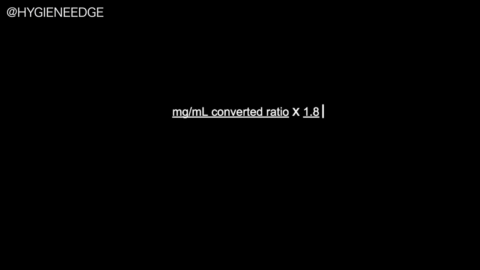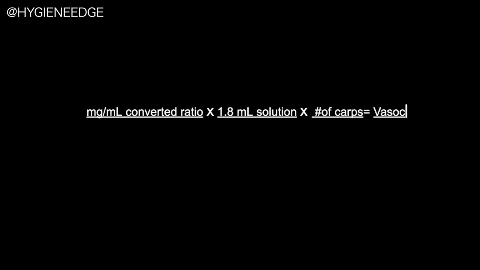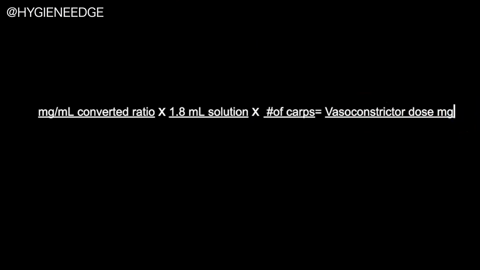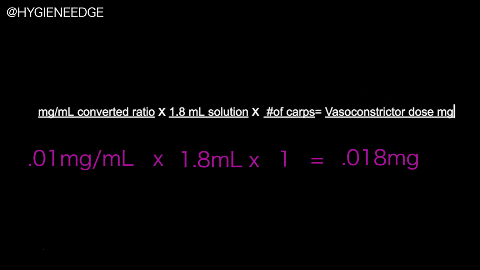You'll then do the following calculation. So if we plug in some real numbers here, let's say we have 0.01 milligrams per milliliter of this 1 to 100,000 solution. You're going to multiply that by 1.8, which is how many milliliters are in the carpule, then multiply that by the number of carpules that you're using, which in this case is 1, and then we're going to get 0.018. This number is well below the 0.04 milligrams cardiac dose of epinephrine that a compromised patient can have.